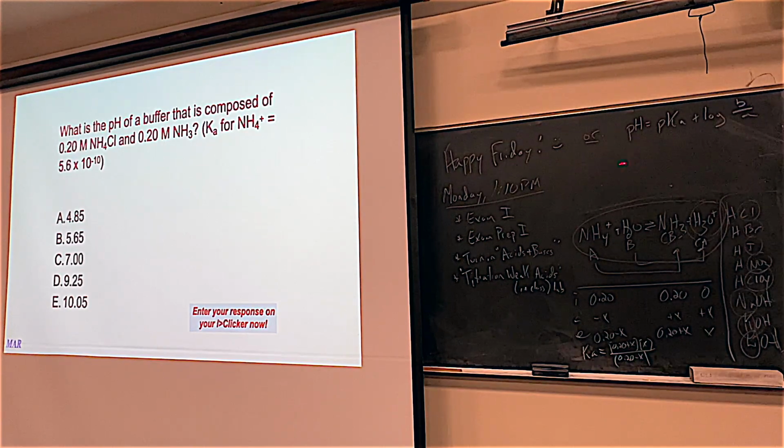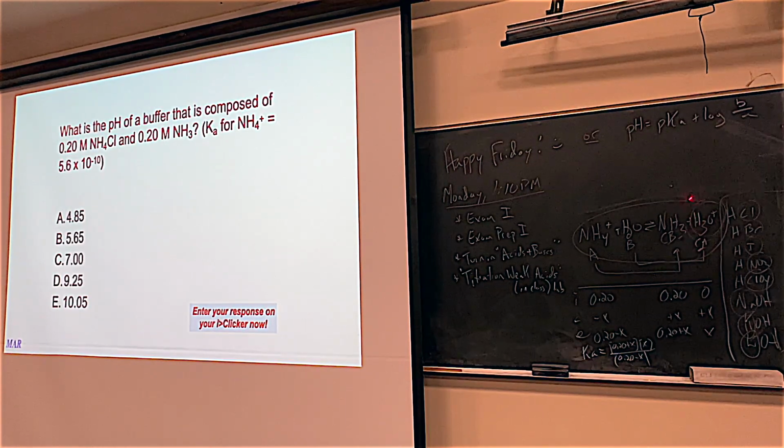Okay, so the traditional way of solving a problem like this is you'd have ammonium plus water making ammonia plus hydronium. I'm using ammonium as the weak acid because we have the Ka. You could do this from ammonia making hydroxide, but with this problem it makes sense to do it this way. So initially, if you have an ICE table, initially ammonium is 0.20 moles per liter, and ammonia is also 0.20 moles per liter.